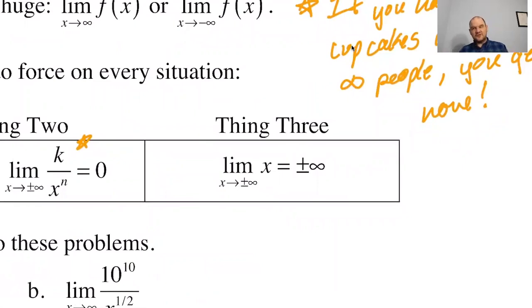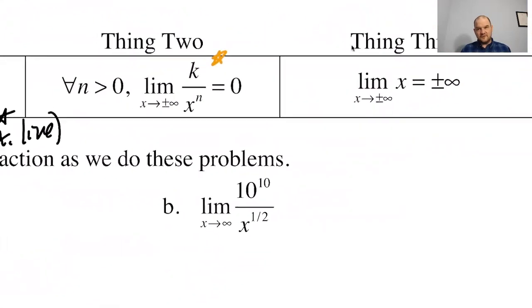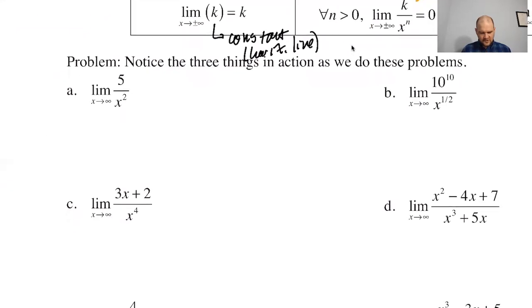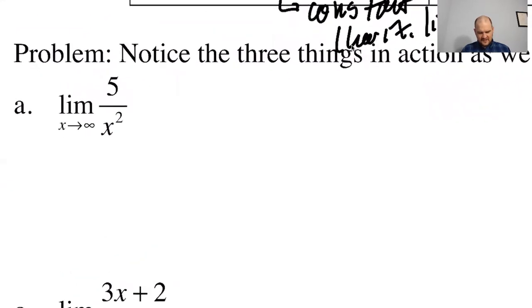If x is going to positive infinity, then the limit as x approaches positive infinity of x must be infinity, because x is x. I don't know a better way to explain that than x is x. So if x goes to infinity, then x goes to infinity. So that's the third thing.